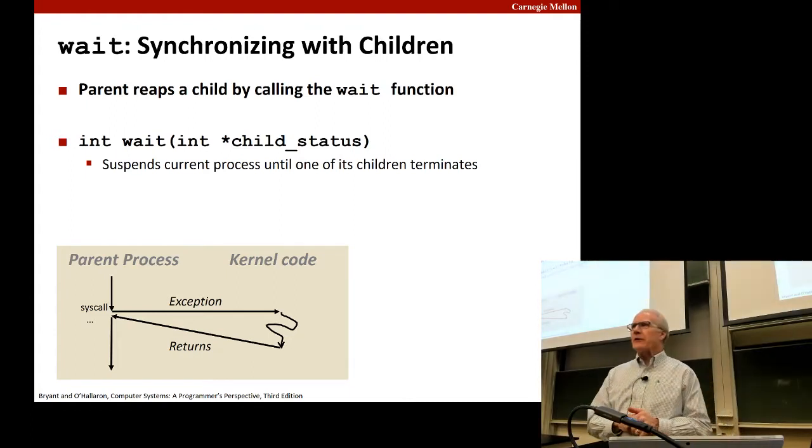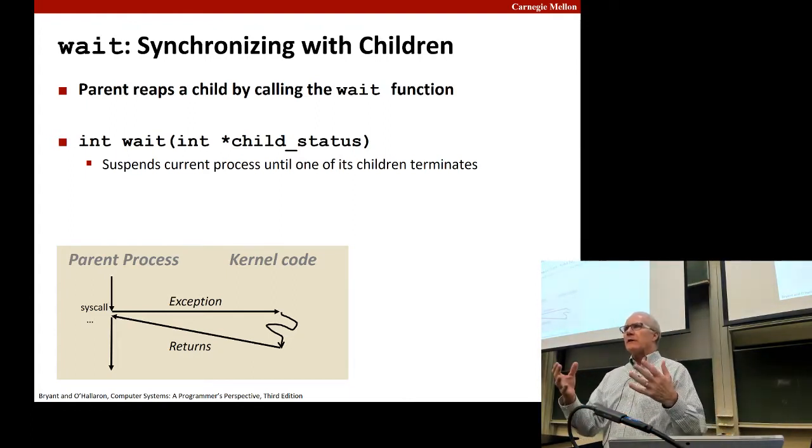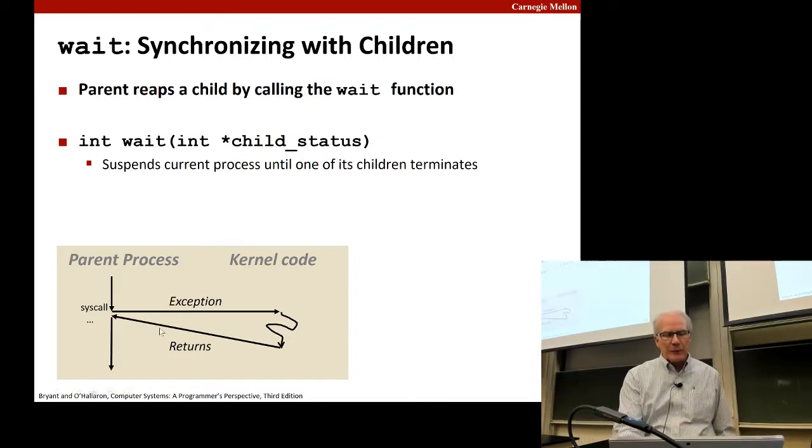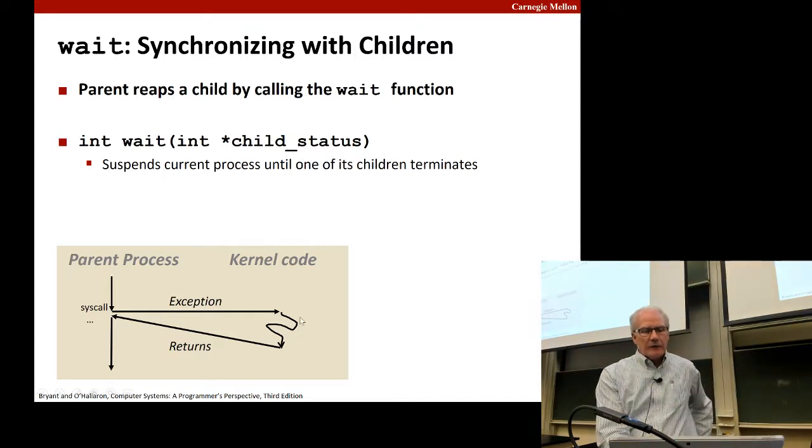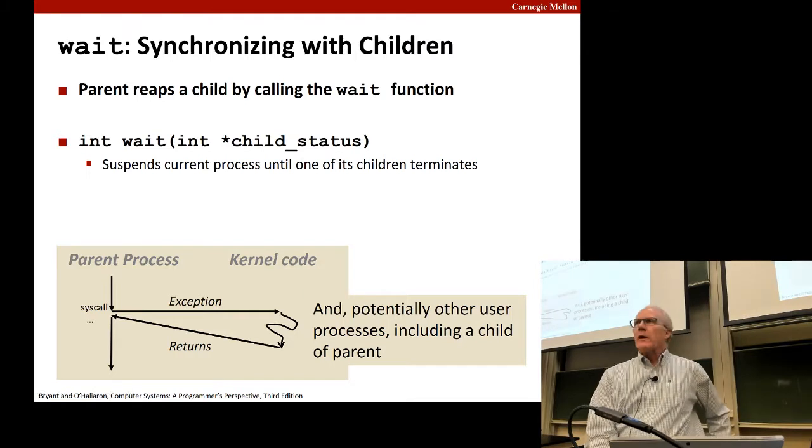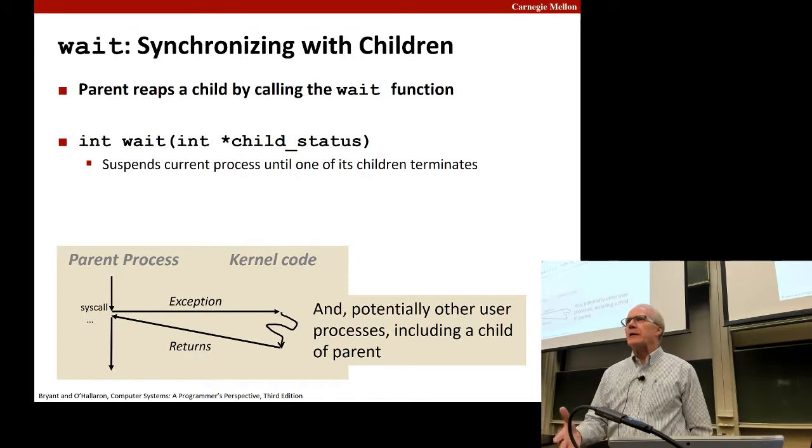So wait is the first example we've seen of, as you've seen in other places, where the program is just going to hang there and wait until something happens. And the way that's actually implemented is by this syscall mechanism, that when it calls wait, the program will willingly suspend itself, telling the operating system, don't do anything with me until something interesting happens.